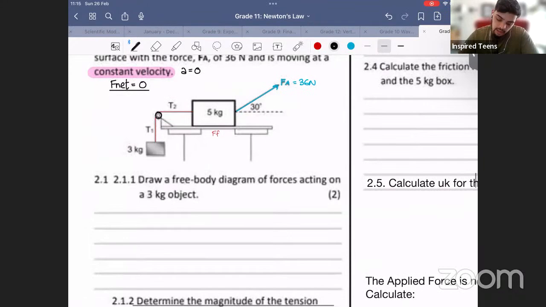Now we have to draw a free body diagram of forces acting on the 3 kg object. I'm going to give you guys 1 minute to do this on your own, and then we can mark it. Actually, no, you have 30 seconds. It's taking me 30 seconds to set this 30-second timer. Okay, 30 seconds starts now. Please draw this, and then we'll mark it after 30 seconds.